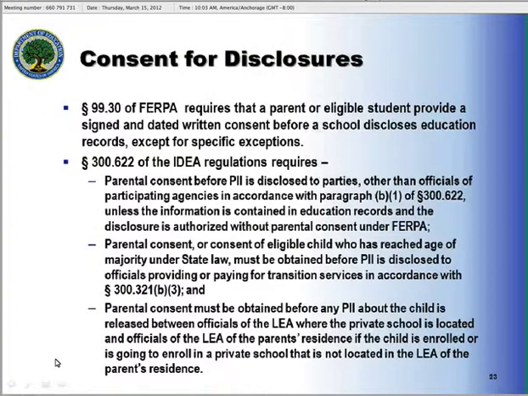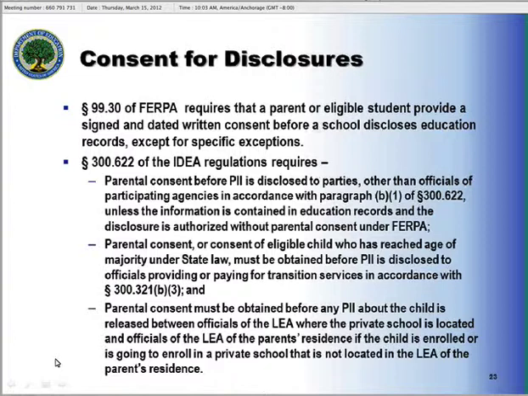Now we're going to talk about the requirements for consent and the exceptions to consent. Under FERPA, the general rule is that a parent or eligible student has to provide the school with a signed, dated, written consent before the school can disclose PII from a student's education records. There are exceptions to that general rule, which we'll go over in a minute.